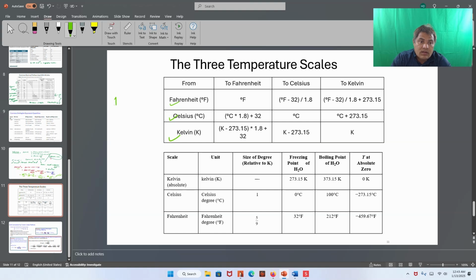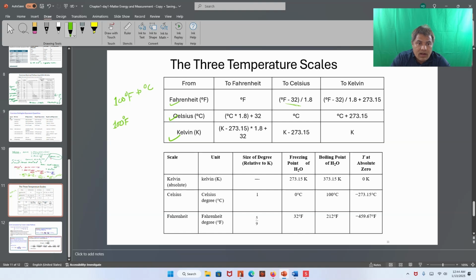Convert 10 degree Fahrenheit to degree centigrade. Okay, so degree Fahrenheit to degree centigrade is like that, right? So how do we do that? Now plug in the value of Fahrenheit. So what is the Fahrenheit here? Let's say 100. Okay guys, let's take a larger number.